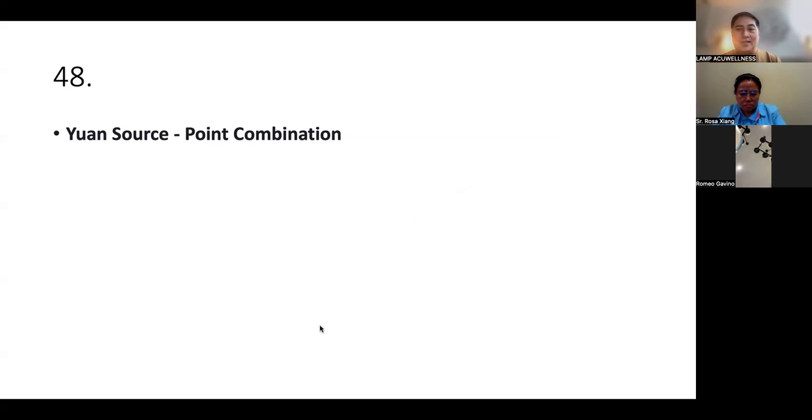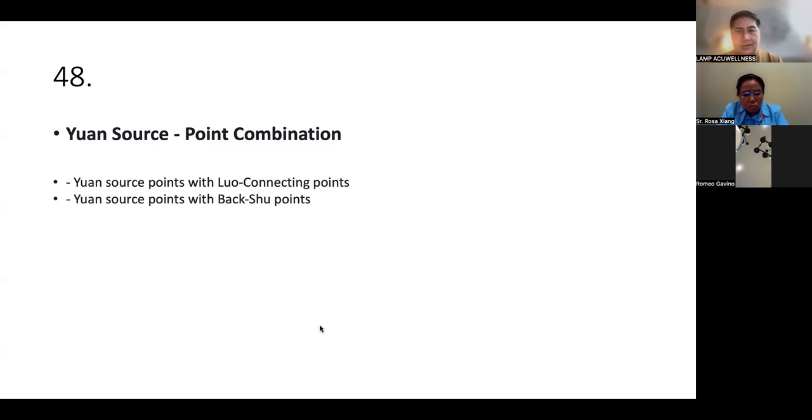Now, what is the Yuan-Source point combined with? Yuan-Source points with Luo-Connecting, Yuan-Source points with Back-Shu points, and Yuan-Source with He-Sea or the lower He-Sea. Okay, so those are the possible combinations. The Yuan-Source is very friendly, you know. You can combine it with Luo-Connecting, you can combine it with Back-Shu, or you can combine it with He-Sea or lower He-Sea points.